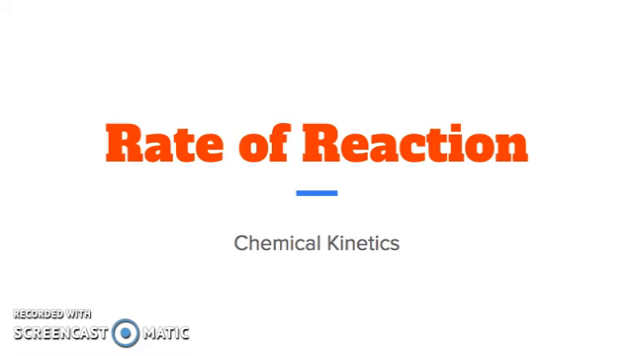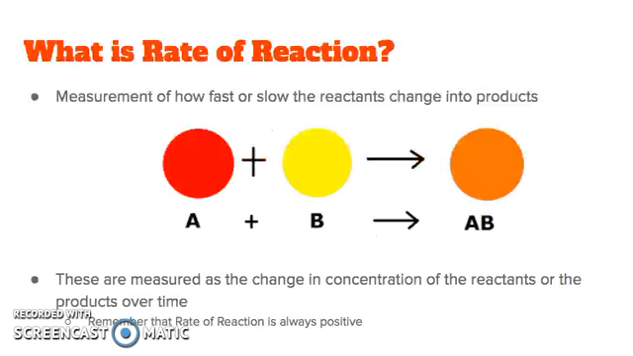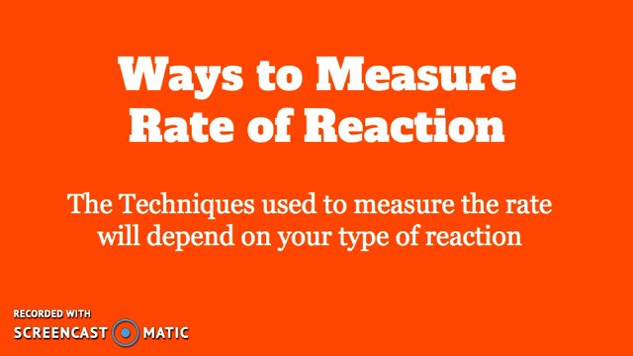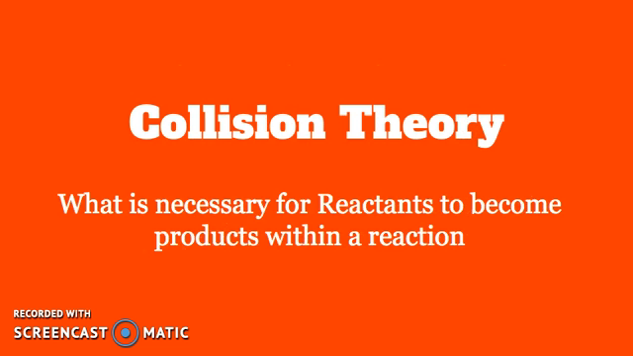This is the second video on the rate of reaction in chemical kinetics. During the first video, I explained what rate of reaction actually means and ways to measure them. Right now I'm going to start with the collision theory. The collision theory basically states what is necessary for reactants to become products within a reaction.